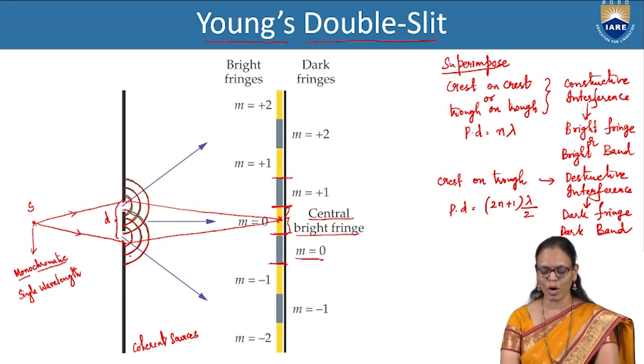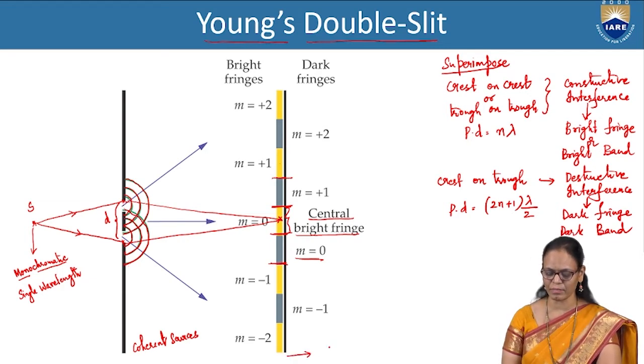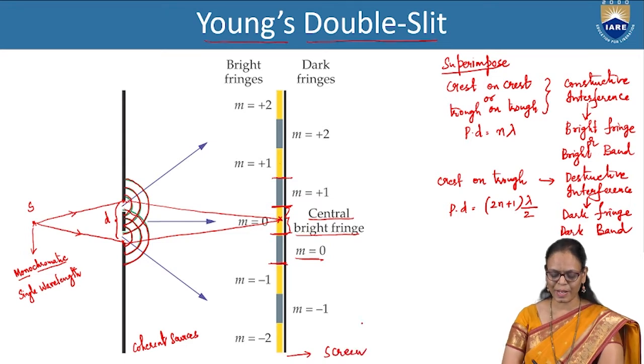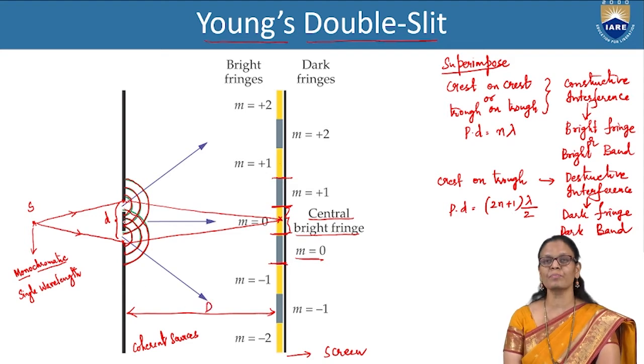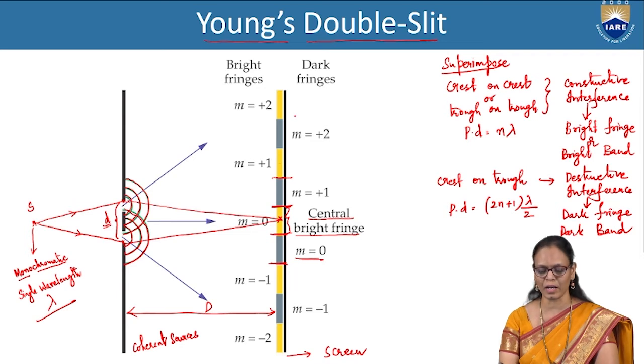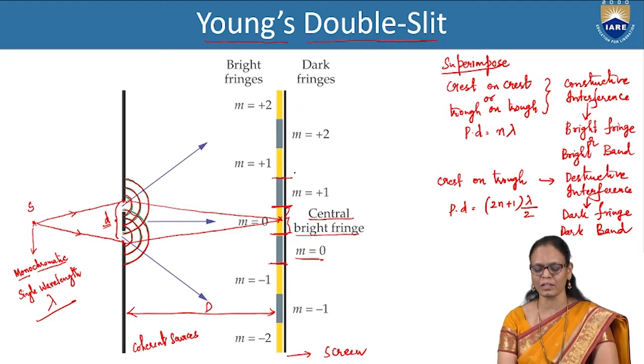What we see on the screen, this is the screen, which is placed at a distance of capital D from the two slits. Here, lambda is the wavelength of the light we are using. Small d is the distance between the two slits, and capital D is the distance between the slits and the screen. Because of this, we have alternate bright and dark bands, and we call them fringes. So what you are seeing here are alternate bright and dark fringes.